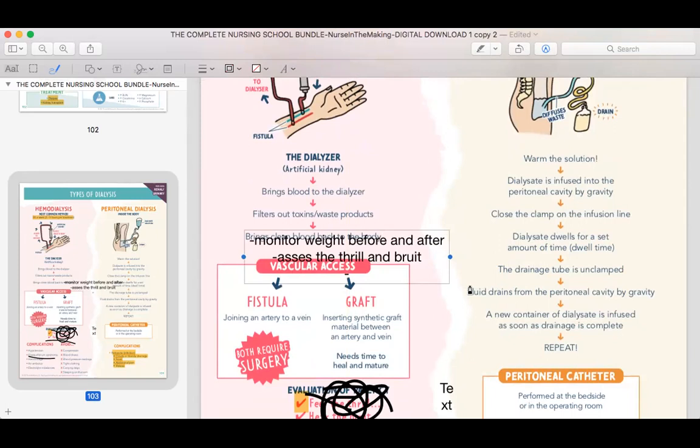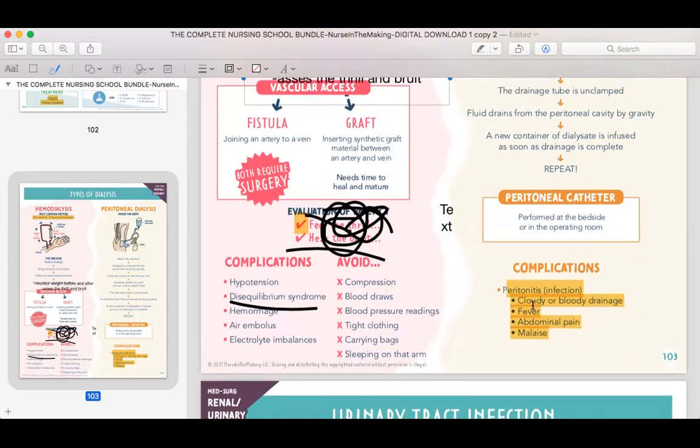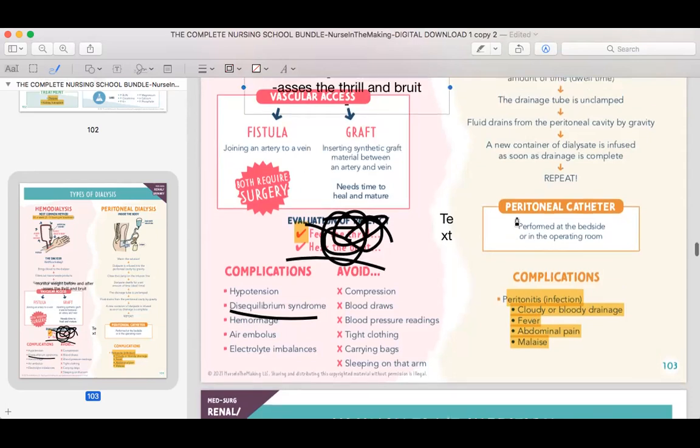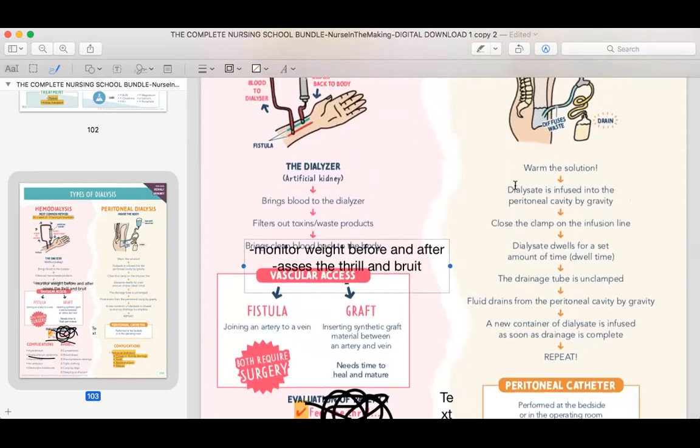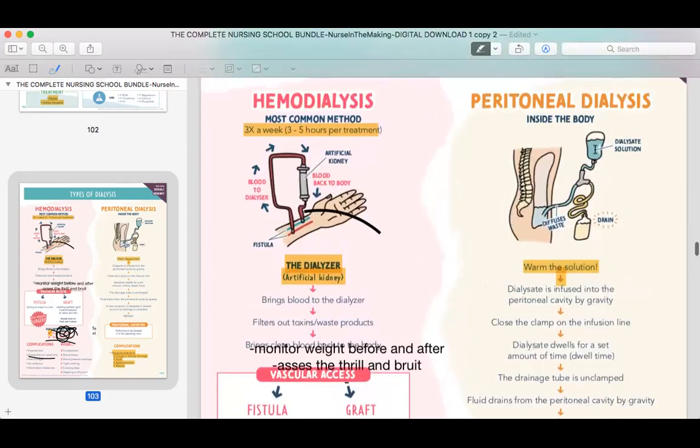If there's an infection, when you're spiking it, you use sterile technique. You want to take their weight before and after, and assess for any infection. They can do this at home. It's very important to know that you want to warm the solution; that does show up on ATI. Warm the solution. It is by gravity. The dialysate solution, the drainage, infuses waste.